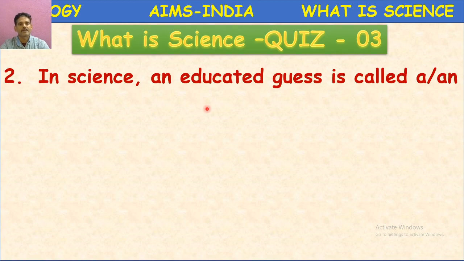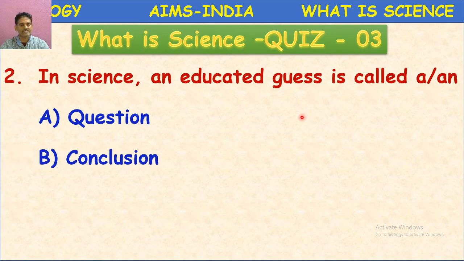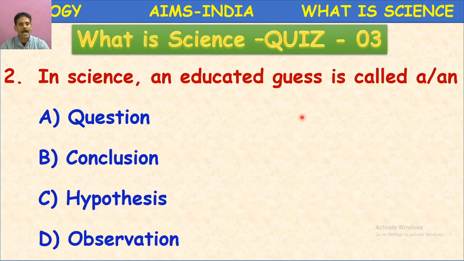In science, an educated guess is called a: question, conclusion, hypothesis, or observation? In science, an educated guess is called what? Guess your answer. Very good. It's a hypothesis. In science, an educated guess is called a hypothesis.